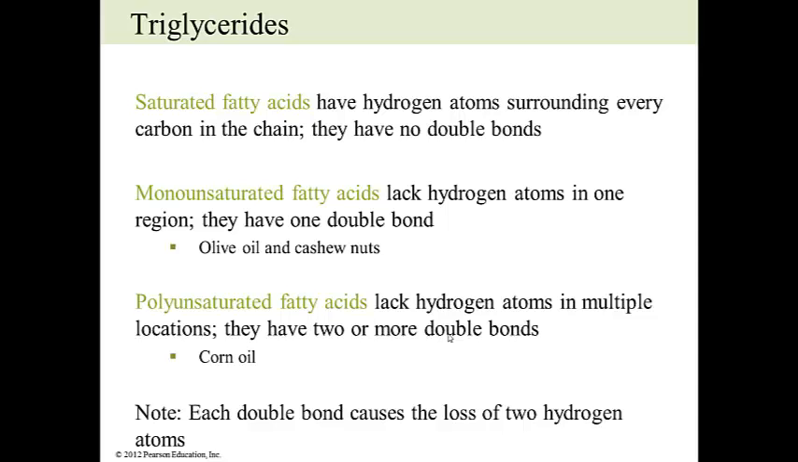Now, monounsaturated fatty acids have a lack of hydrogen atoms in one region, meaning there's one double bond in the entire fatty acid. Examples in the diet of monounsaturated fatty acids are olive oil and cashews. Polyunsaturated fatty acids, on the other hand, lack hydrogen atoms in multiple locations along the fatty acid. In other words, there are 2 or more double bonds when you look at that fatty acid molecule. An example of a polyunsaturated fat is corn oil.